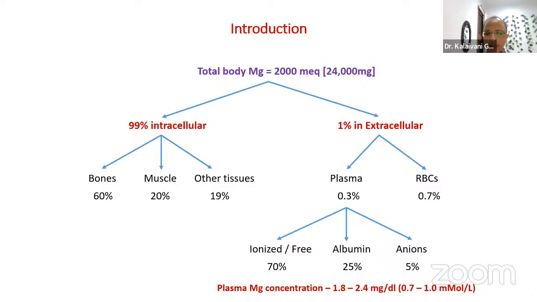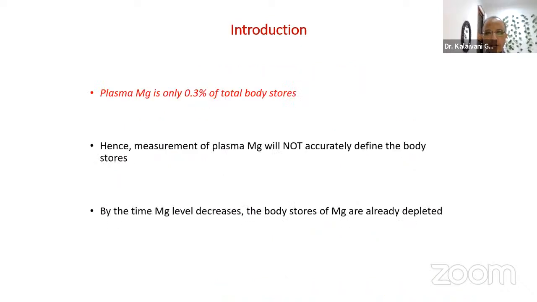The circulating magnesium in the plasma is in the ionized or free form, that is 70%. About 25% is bound to albumin and 5% is complexed to anions such as phosphates, sulfates, and oxalates. As we all know, the physiological reference range for plasma magnesium concentration is 1.8 to 2.4 milligrams per deciliter. Since plasma magnesium is only about 0.3% of total body stores, we should be aware that measurement of plasma magnesium will not accurately define the body stores of magnesium. By the time we see a decreased magnesium level in the plasma, the body stores of magnesium are already depleted.